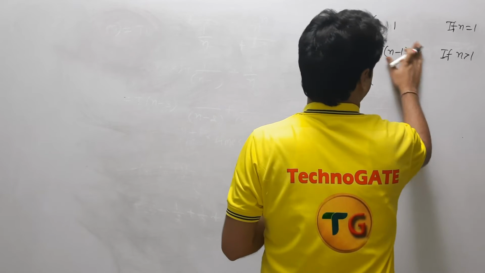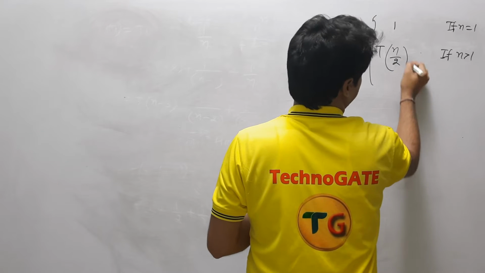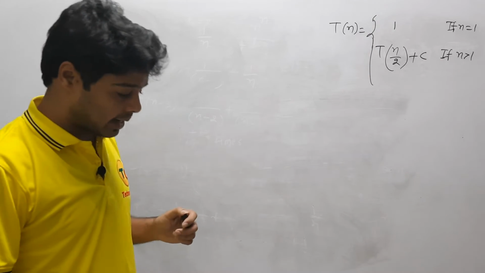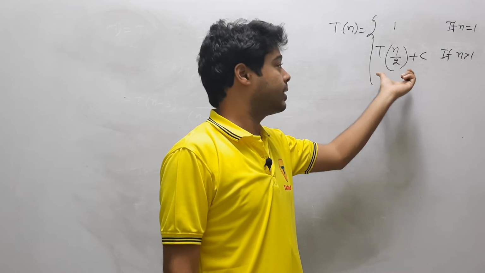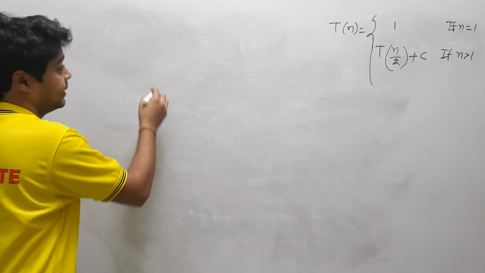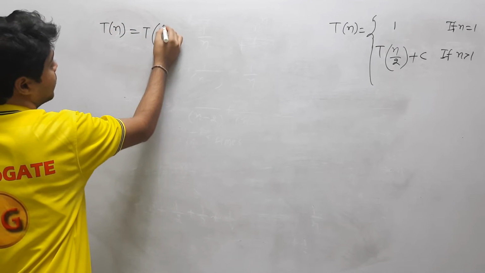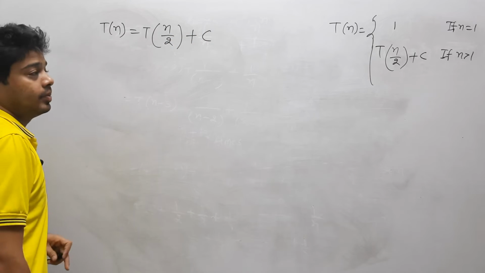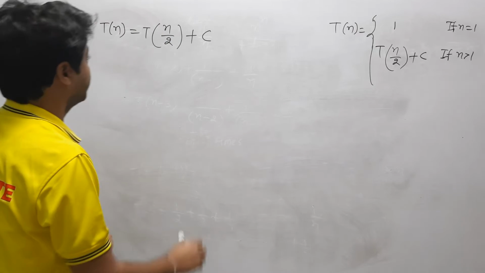So here T of n by 2 plus c. This is the recurrence relation for binary search. Let's see how to design the recurrence relation through binary search, and what the time complexity is. So T of n is T of n by 2 plus c.